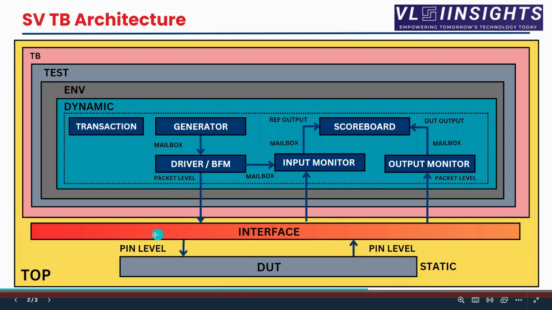So automatically the conversion will happen from packet level to the pin level. Now, the driver is going to send the packet from the driver to the DUT. In the DUT there is some DUT logic or some RTL logic where the sampling will happen, right? And the output is again driven back to the output monitor.